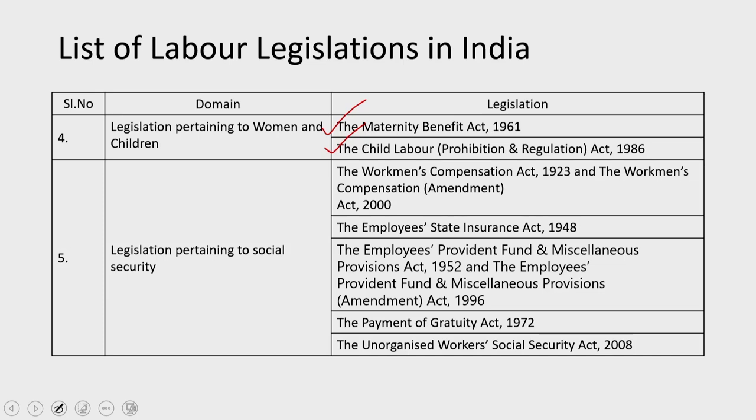When you look into the social security domain, the legislations pertaining to that would be the Workmen's Compensation Act 1923, the Workmen's Compensation Amendment Act of 2000, the Employees State Insurance Act. Please note the ESI comes under social security. The Employees State Insurance Act of 1948, the Employees Provident Fund and Miscellaneous Provisions Act 1952, and the Employees Provident Fund and Miscellaneous Provisions Amendment Act 1996. The Payment of Gratuity Act 1972 and the Unorganized Workers Social Security Act 2008 also come under the list of social security based legislations in the domain.